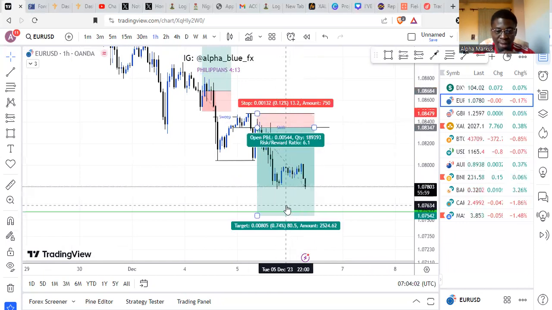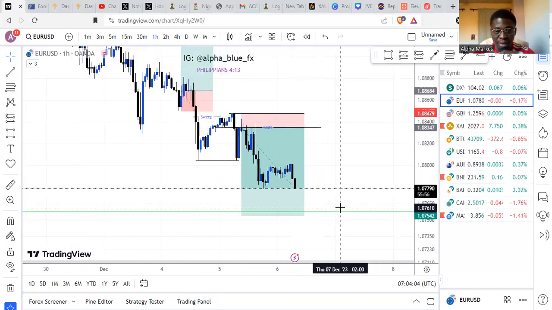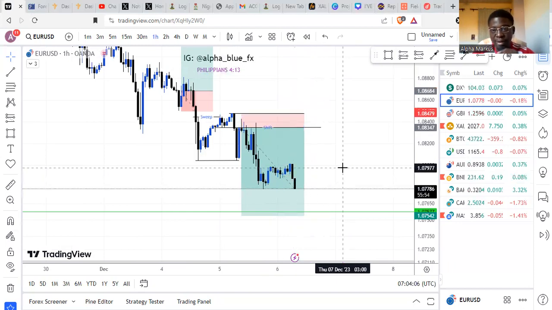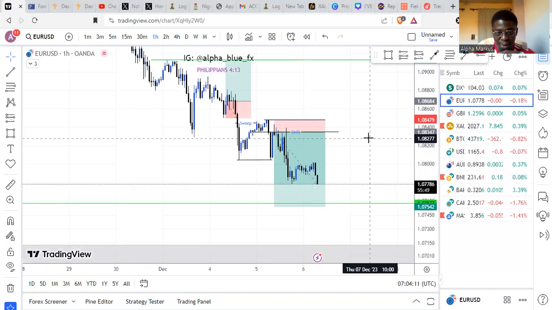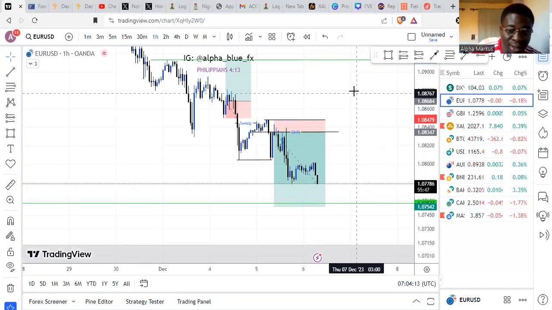I held it throughout the night. And then here we are again, London session. Price is tanking. So let's hope that it gets to TP. Let's hope that TP gets hit on this. So that's it for Euro USD.